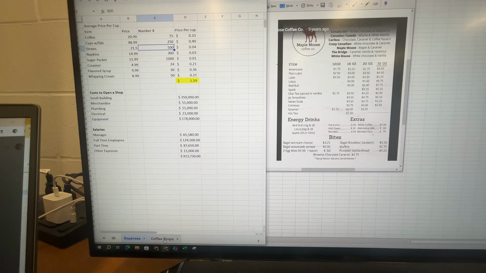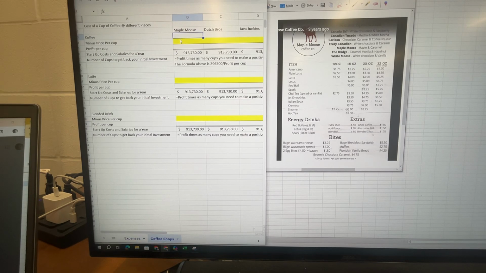$1.59. So what I'm going to do is, where it's yellow, I'm going to put in $1.59 for the price of the coffee. So I'm going to Control C and paste the price of the coffee all the way down like this. And I'm going to go up to Maple Moose, and it says for a 20-ounce Americano, it's going to cost about $2.75. So we're going to use the 20-ounce for all of these. So I'm going to put in 2.75.